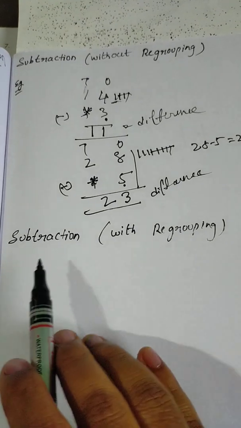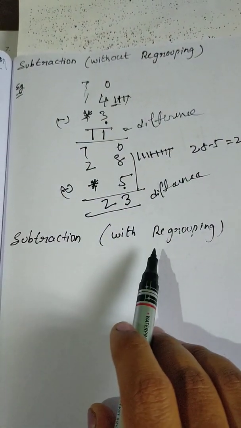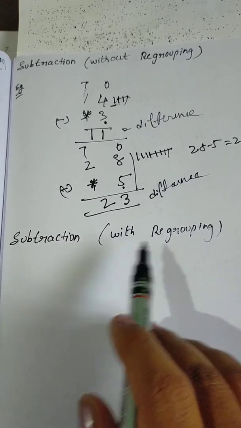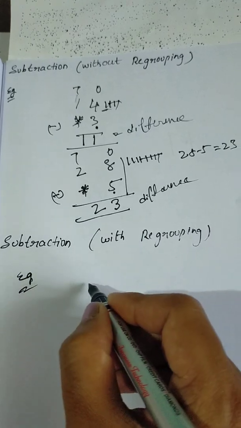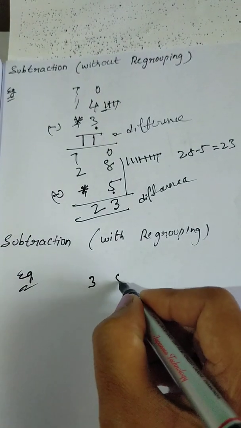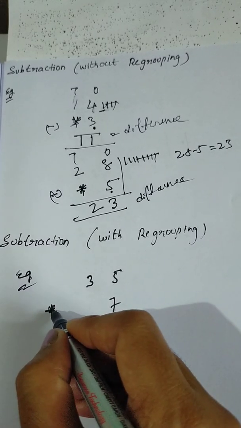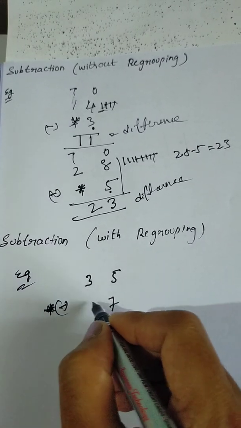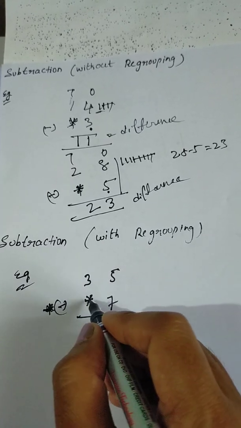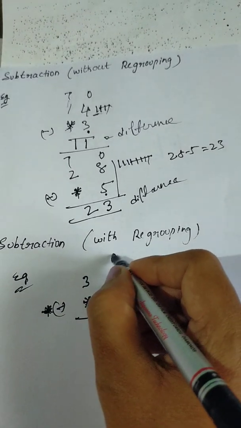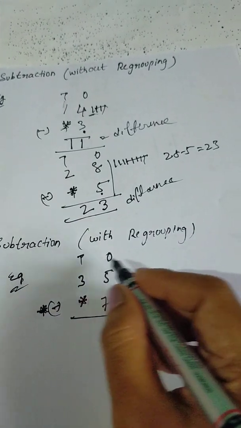Okay, our next topic is subtraction with regrouping. What is with regrouping? I will give you an example. First take the numbers: 35 minus 7. There is no number, so draw the star. First write the place values on top of the numbers. It is the ones place. It is the tens place.